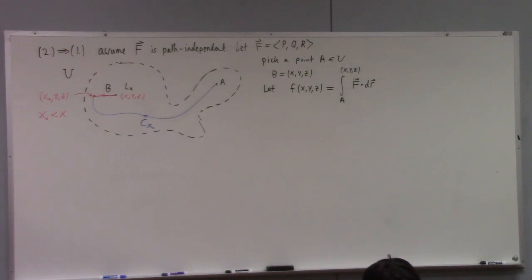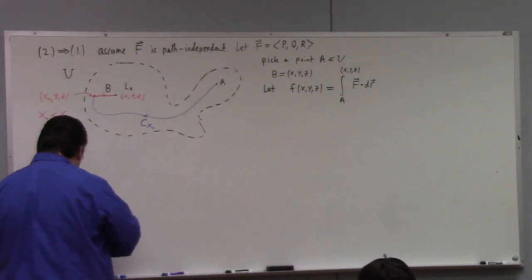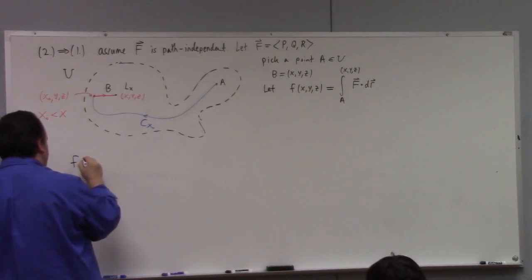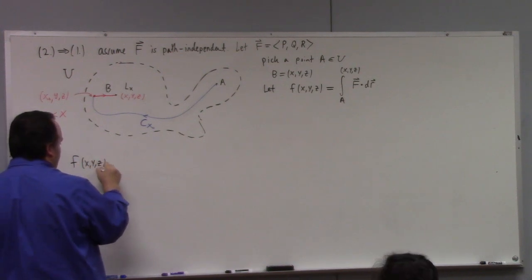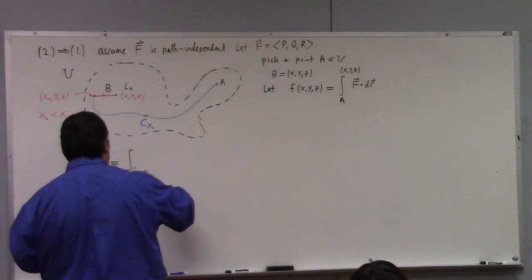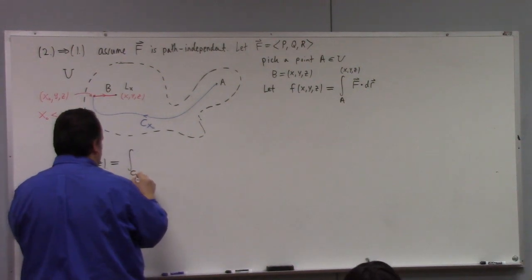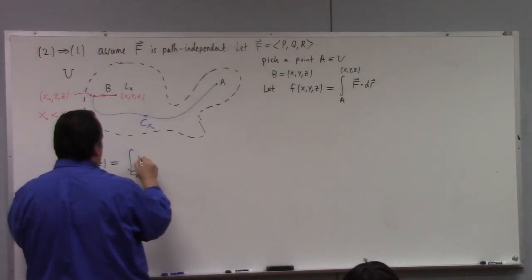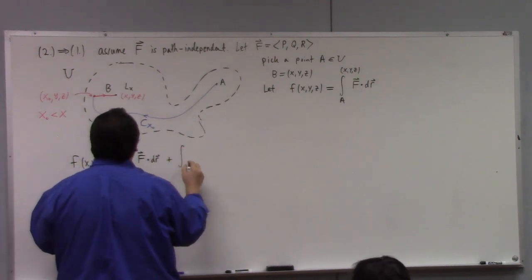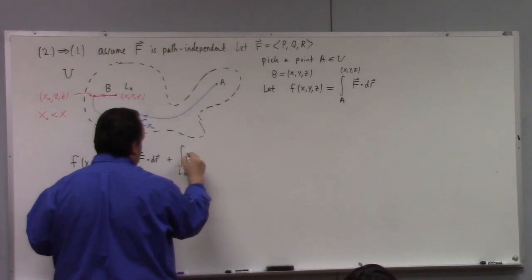So if we calculate then the potential here, f of x, y, z, it's equal to the integral of f dot dr over CX naught, plus the integral over Lx of f dot dr.